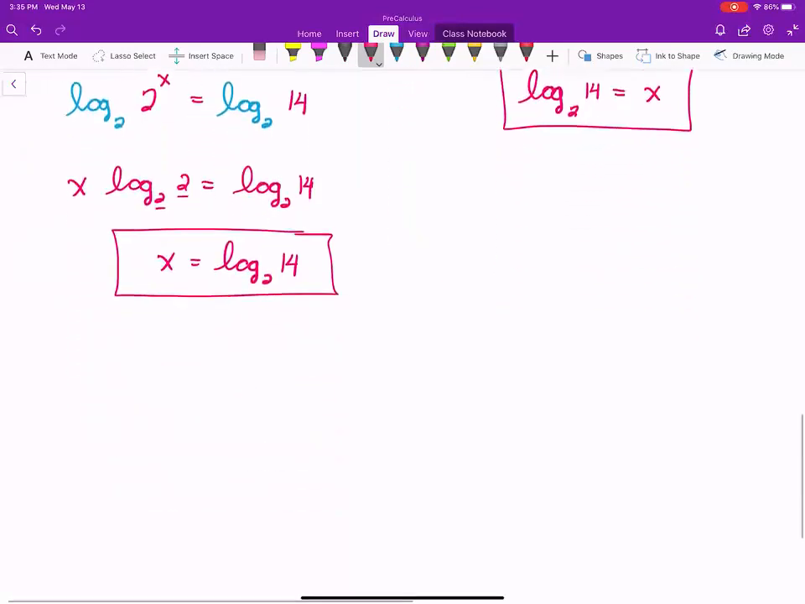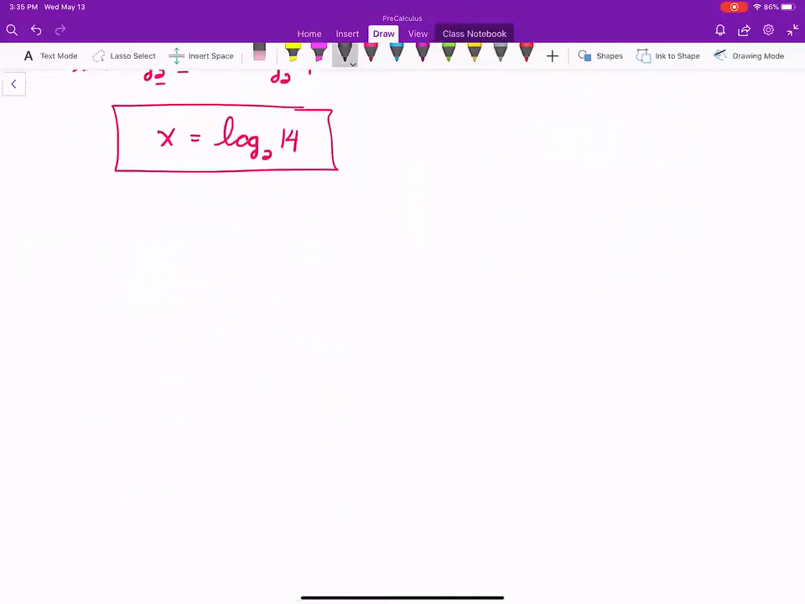All right, let's do one where we could use our calculator. I'll do it with and without, like we'll do it both ways. So we're going to solve e to the x plus 5 equals 60.